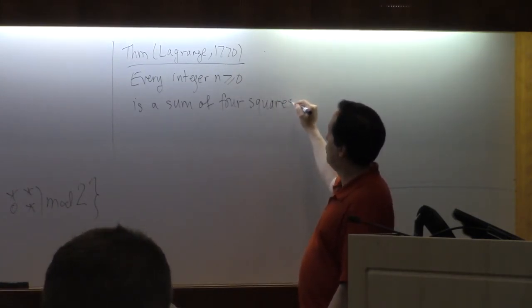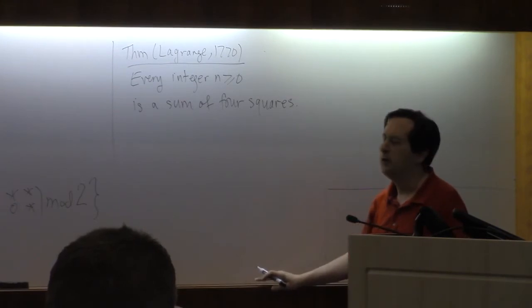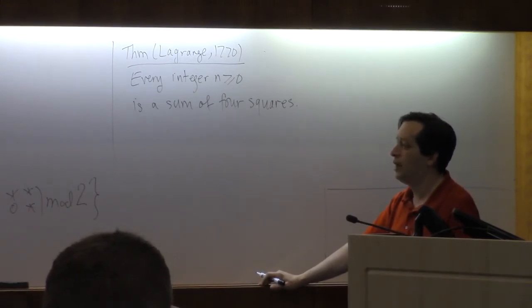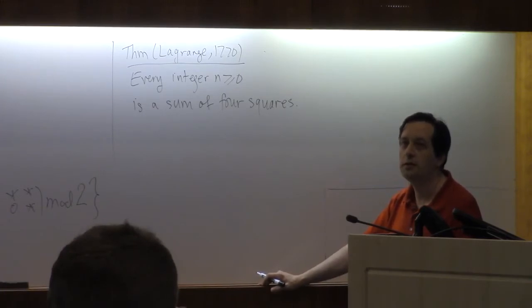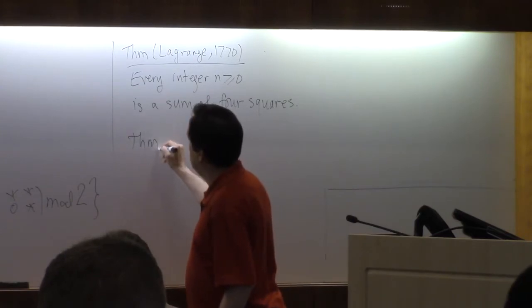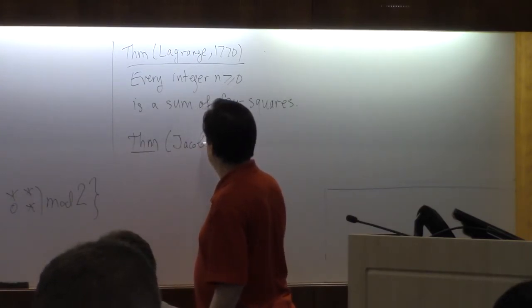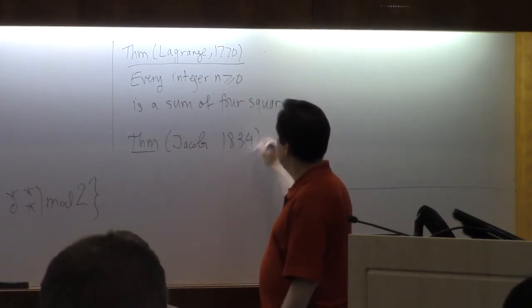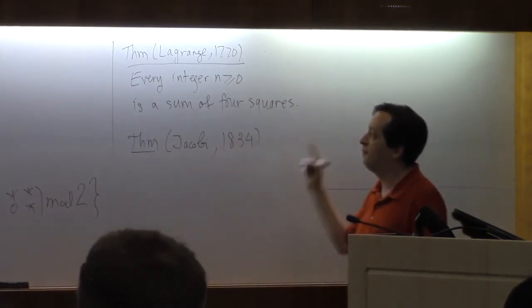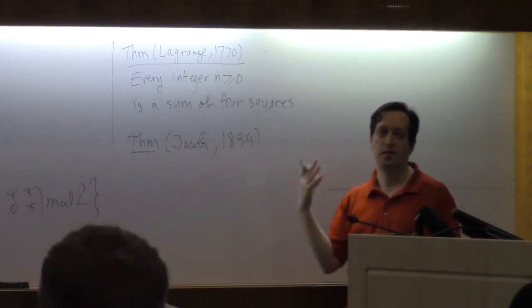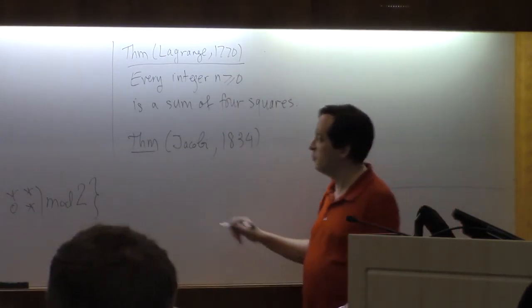This had been conjectured long before Lagrange. I believe Fermat had conjectured this. But Lagrange was the first one to prove it, and the proof was not constructive. He showed that it could be done, but there was an improvement later. Jacobi, in 1834, actually went better than this and gave a formula for the number of ways to write an integer as a sum of four squares. The formula is manifestly positive, so it's a quantitative improvement.